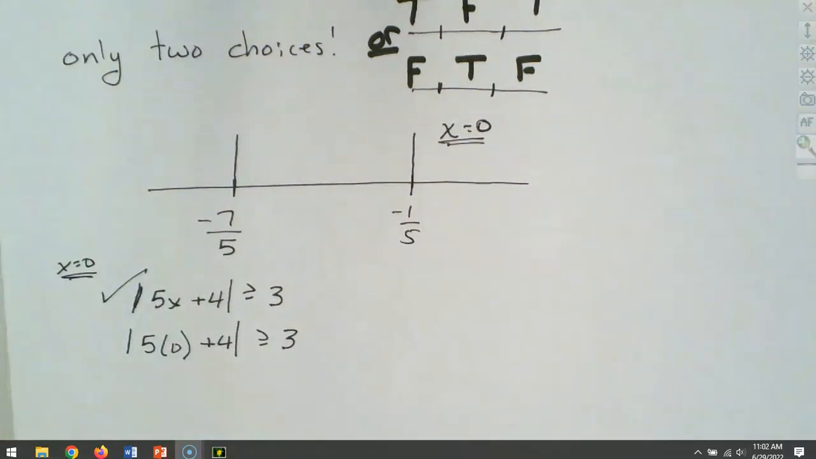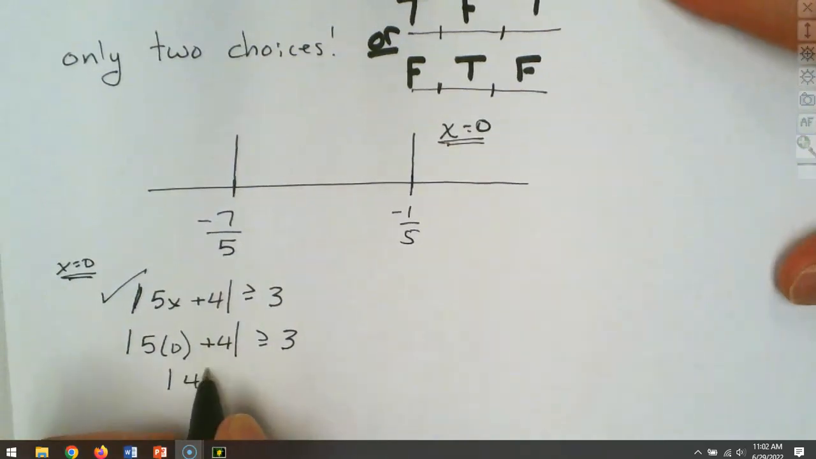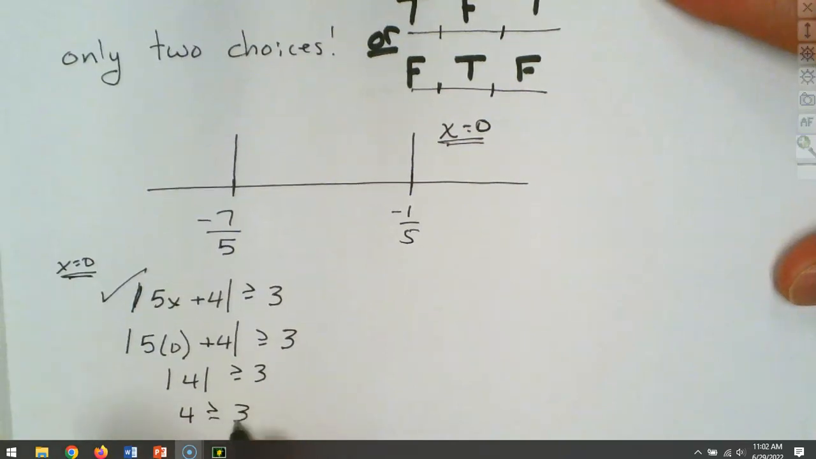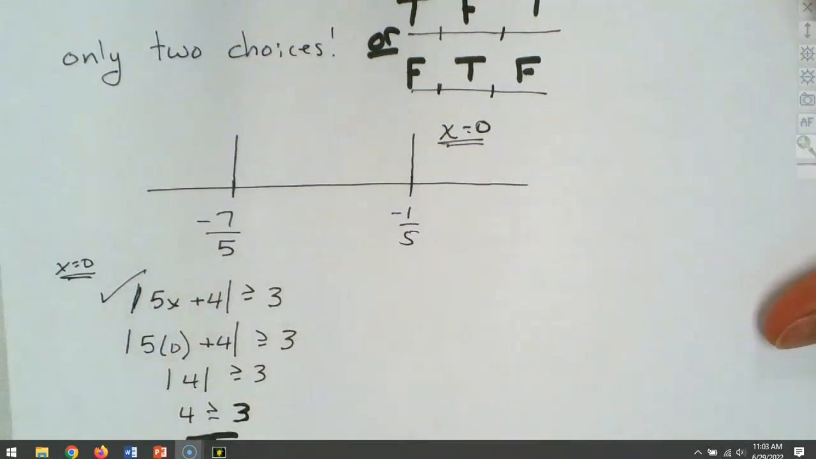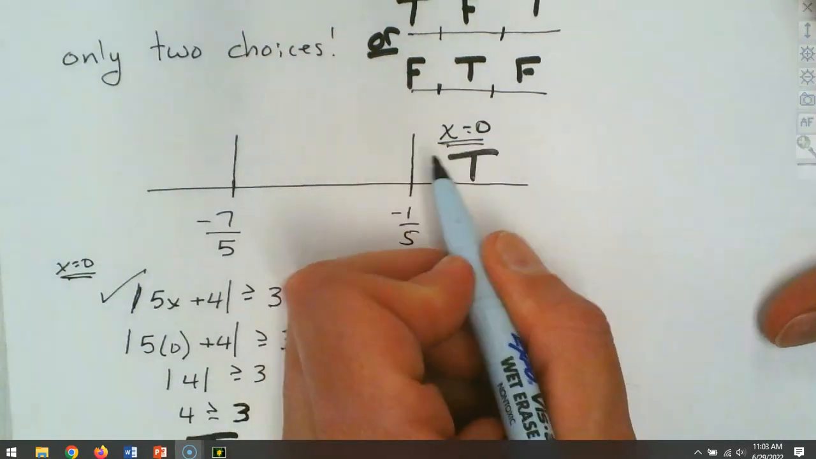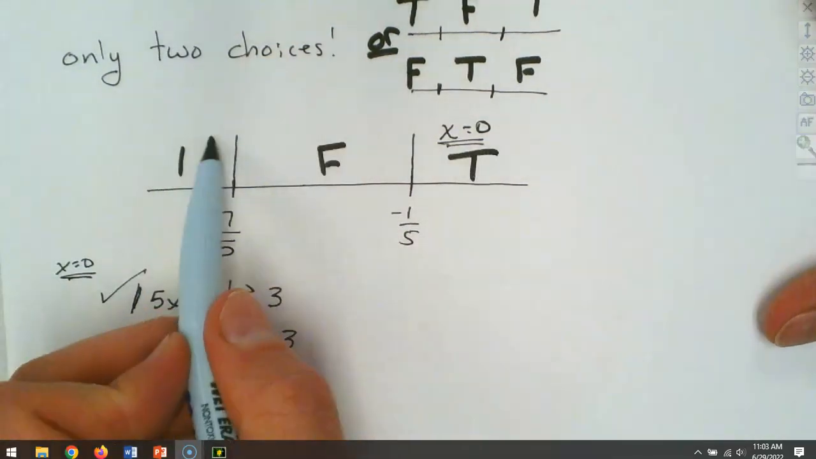5 times 0 is 0. That's gone. So that gives me the absolute value of 4, and the absolute value of 4 is 4. And is 4 bigger than 3? Yes. 4 is greater than 3, so that's true. Now, they switch back and forth on the sign, so that's true, false, true.